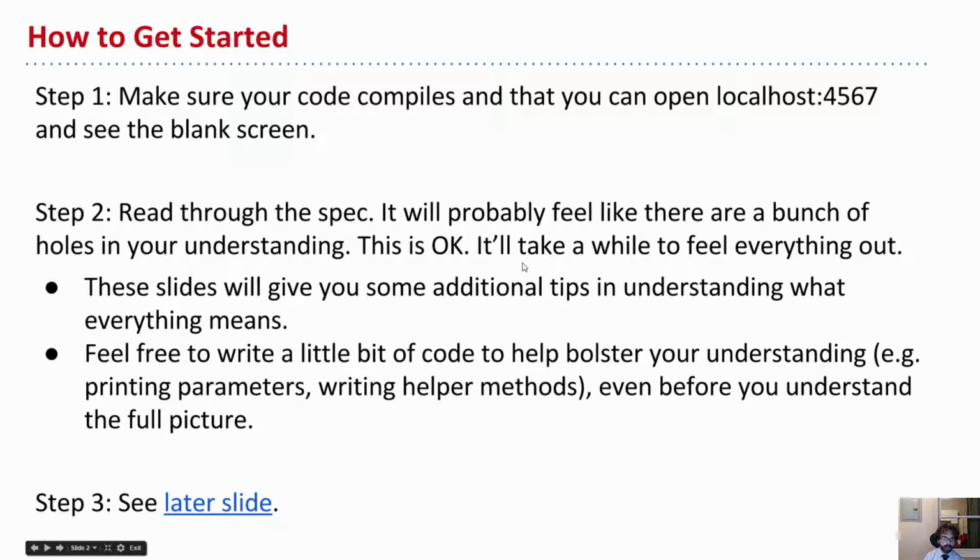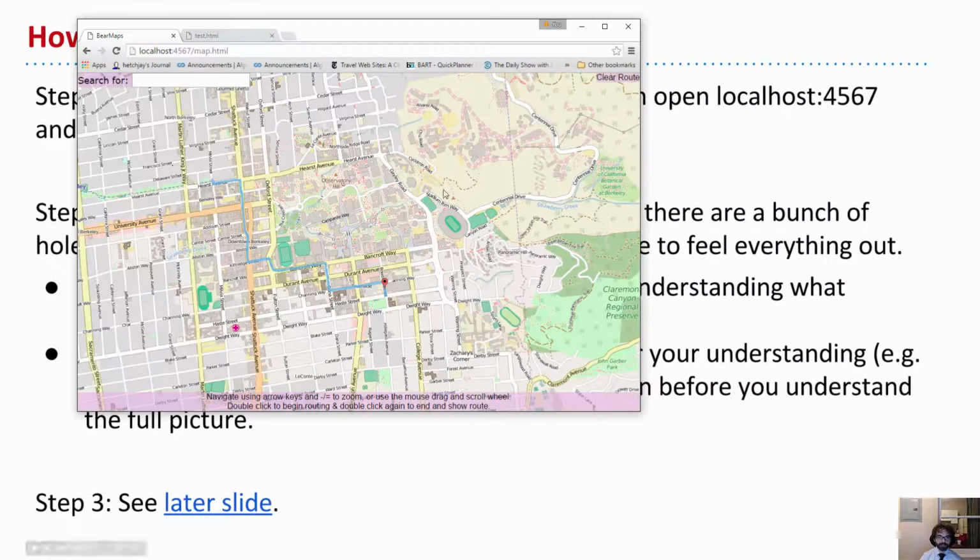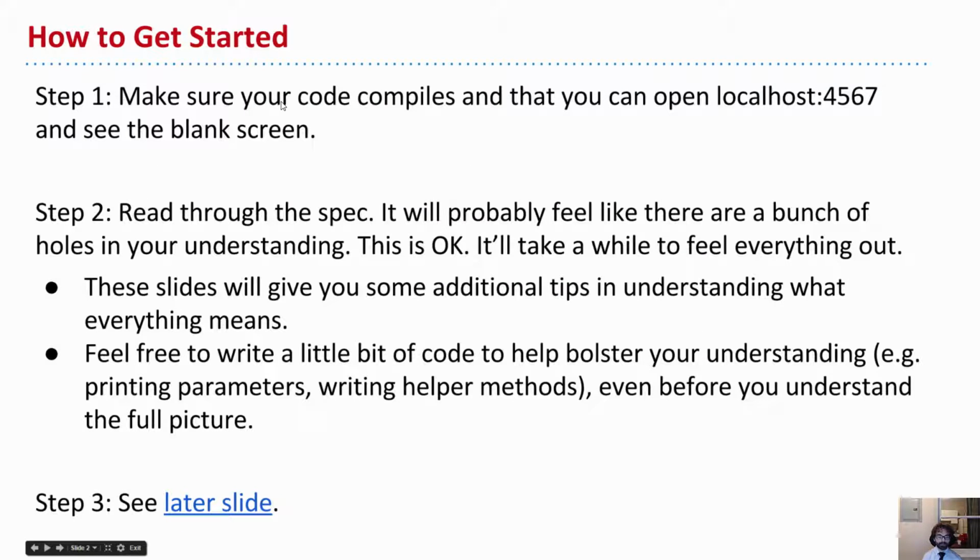The very first thing that you want to do is make sure your code compiles and that you can open localhost 4567 and see the blank screen. That was something that was in an earlier lab, but when you do this, you should see all of this pink text and you should not see the map. So that's job one. Make sure you can do that.